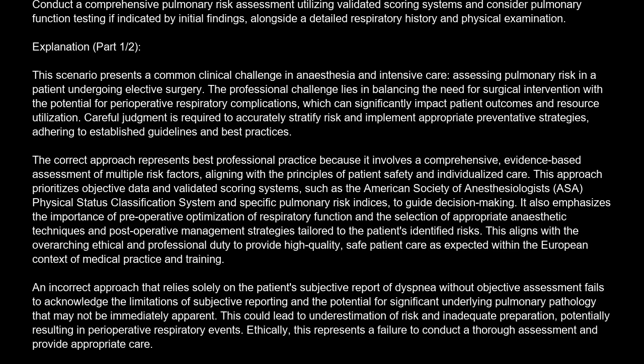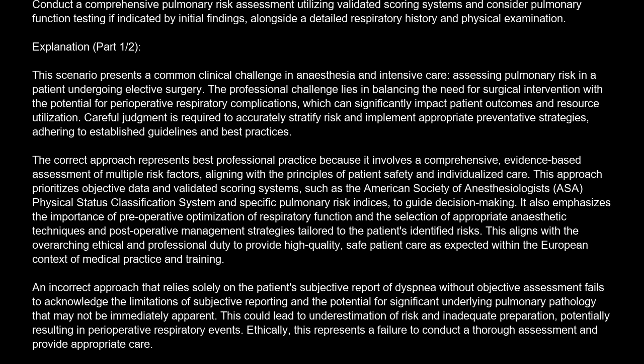It also emphasizes the importance of preoperative optimization of respiratory function and the selection of appropriate anesthetic techniques and postoperative management strategies tailored to the patient's identified risks. This aligns with the overarching ethical and professional duty to provide high-quality, safe patient care as expected within the European context of medical practice and training.